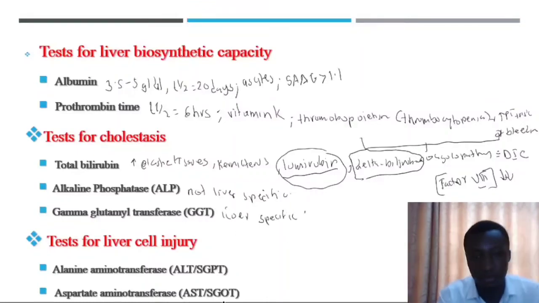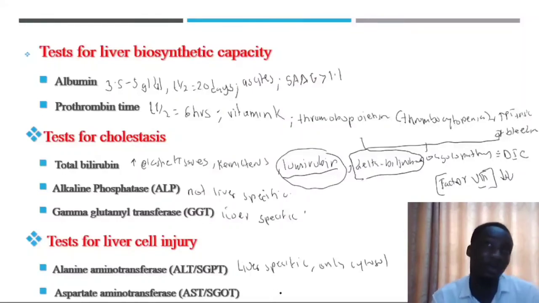Tests for liver cell injury: alanine aminotransferase, that is the ALT. This is liver specific, and only in the cytosol. Then the AST is not liver specific because you can find it in skeletal muscles, in red blood cells, and also in the cardiac muscle. So if someone presents with rhabdomyolysis, you should expect AST levels to go up. In MI, myocardial infarction, AST levels will go up. Or with excessive hemolysis, AST levels will go up. So it is not liver specific.